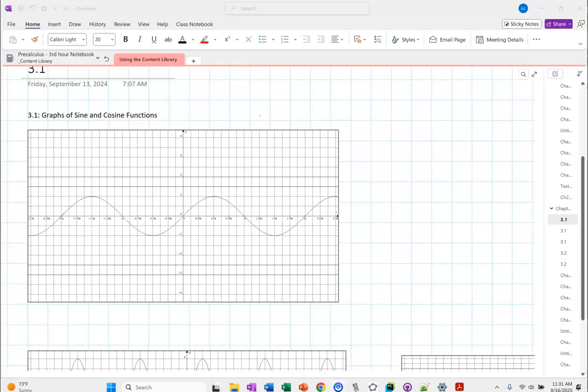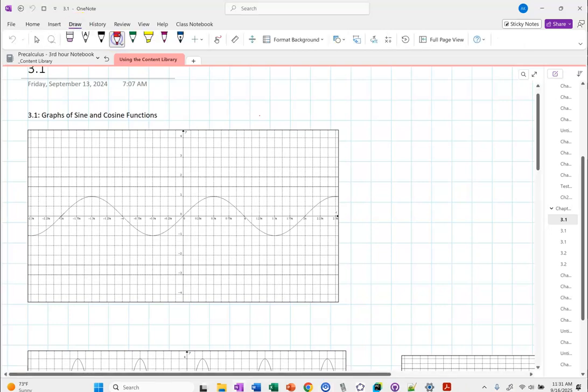First thing we want to do, what you're looking at here is the graph of the sine function. And you're looking at this and asking yourself, where is that coming from? How are you making this thing? Essentially, all we're doing here is taking the unit circle and plotting the points.